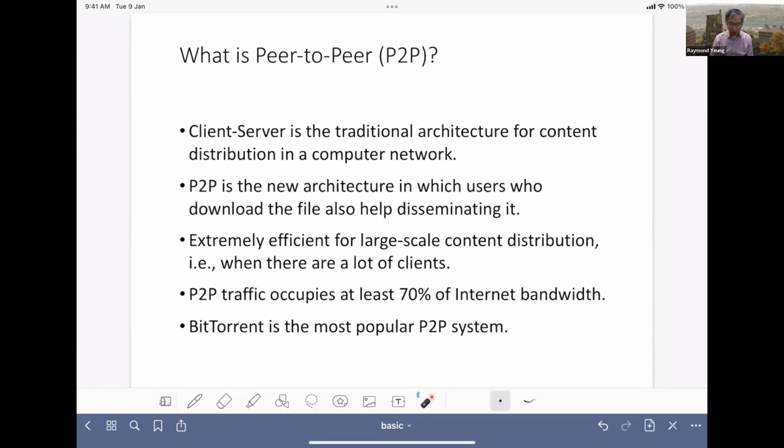Now, P2P is a so-called new architecture, but actually it's not that new anymore. In it, users who download a file also help disseminate it. It is extremely efficient for large-scale content distribution, and in fact, it is estimated that P2P traffic occupies something like 70% of the internet bandwidth. And I checked on the internet that BitTorrent is still the most popular P2P system. If I'm wrong, please let me know.